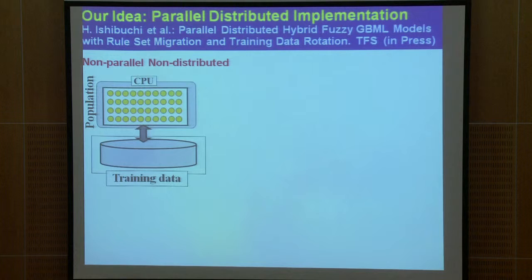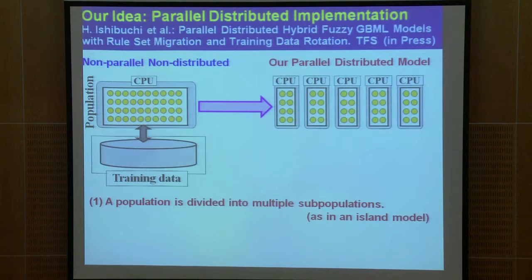And now I'd like to explain our idea, parallel distributed implementation. Here we have non-parallel, non-distributed standard model of evolutionary computation. One population and one training data set. First, population is divided into multiple subpopulations, as in an island model. So here we have 5 subpopulations.